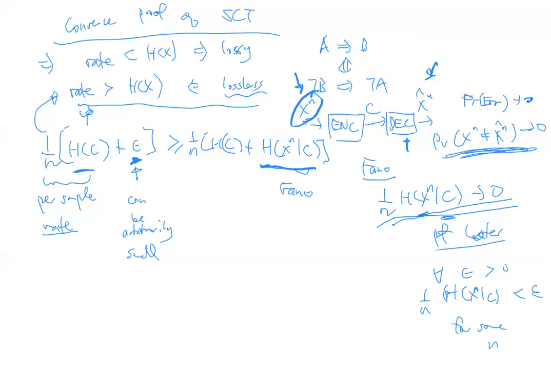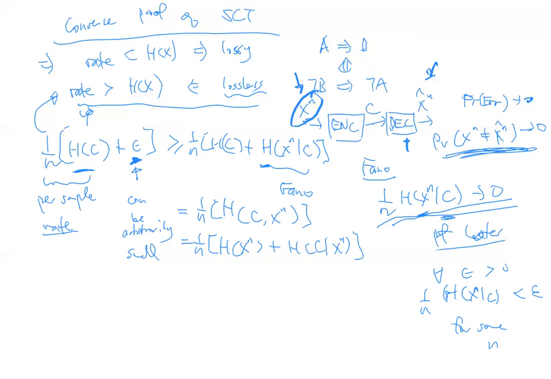And then this will be just equal to H(C, X^n), I'm sorry, H(C, X^n), right? And then this will be the 1 over n. I can move the other way: it is H(X^n) plus H(C given X^n).